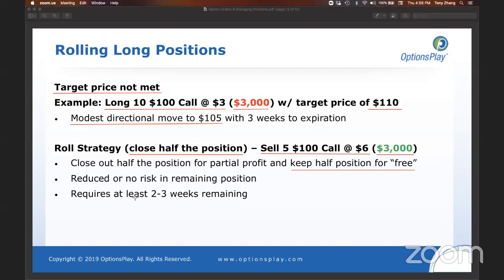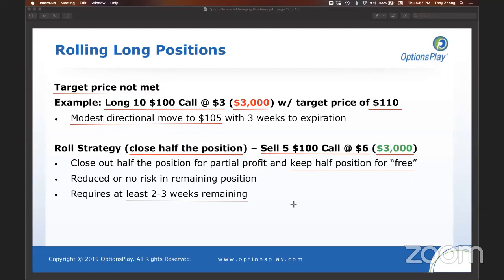Now, the only requirement for this type of roll strategy is that you need at least a few weeks left, meaning if you only have a few days left, this is not a strategy that makes a lot of sense because you're effectively locking in, you are certainly taking on no risk, but you really have very little upside as well. So this really only makes sense if you have a few weeks left, you can take partial profits on the trade that you've made. This allows you to maintain half that position with virtually zero risk. Now, sometimes you may not be able to sell your trade for $3,000. You might only be able to sell those 5 contracts maybe for $2,000, but still you're reducing your overall trade now from $3,000 down to just $1,000.